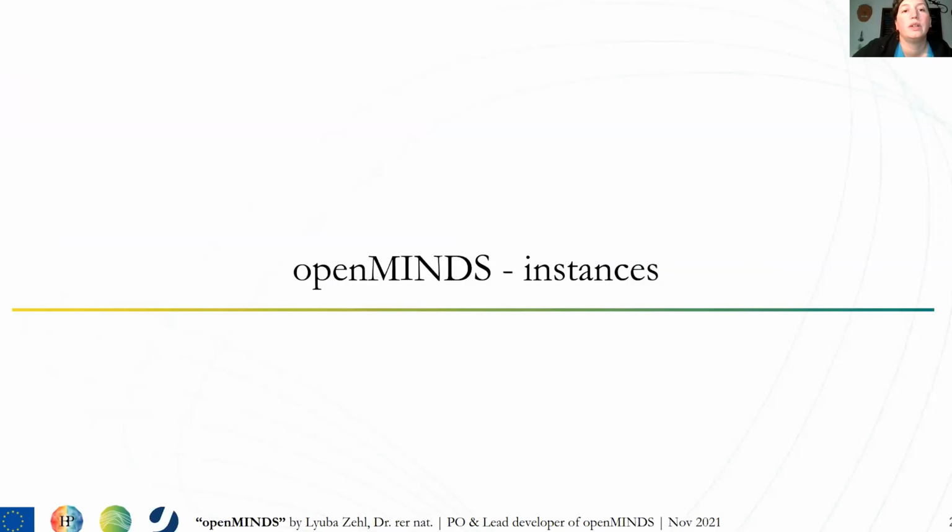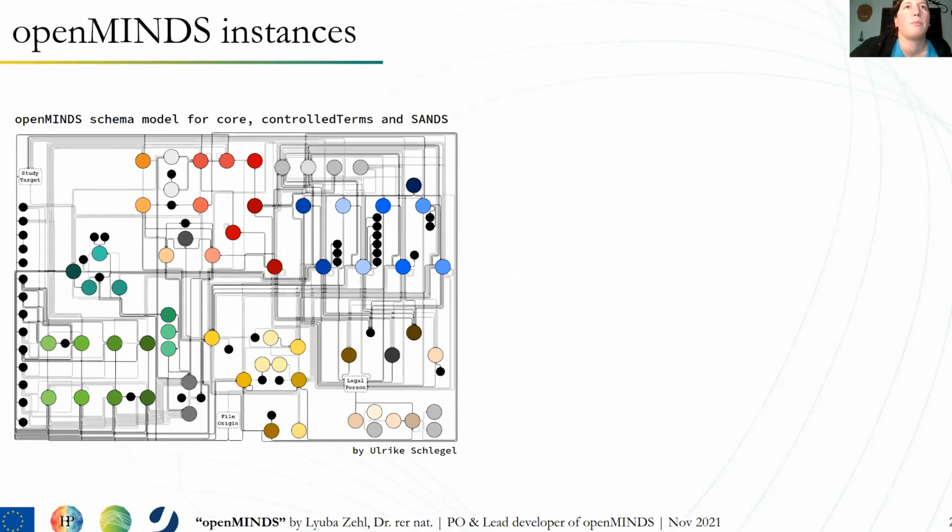Before I come to tooling and support, I'd like to briefly present how openMINDS conform metadata are stored and provide you a glimpse of the power and flexibility of the architecture of such a graph database. And Ollie will demonstrate this a bit more powerfully later. But here is an outline of the schema model's core, control terms, and sense. And you see how these different schemas, which are the bubbles, are possibly linked via various connections.